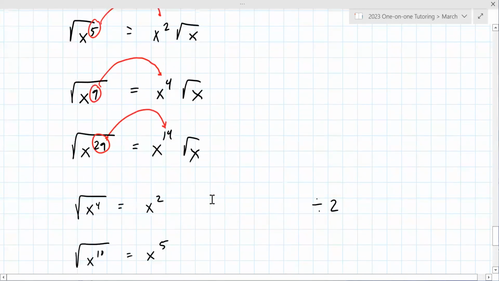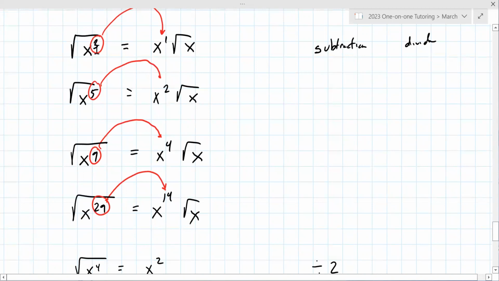So let's go back and look and see if that works. What is 3 minus 1? 2. Divided by 2 is 1. Let's try this one. 5 minus 1 is 4. Divided by 2 is 2. Okay. How about 9? 9 minus 1 is 8. Divided by 2? 4. Okay, I'm getting it. 29 minus 1? 28. Divided by 2? 14. All right.